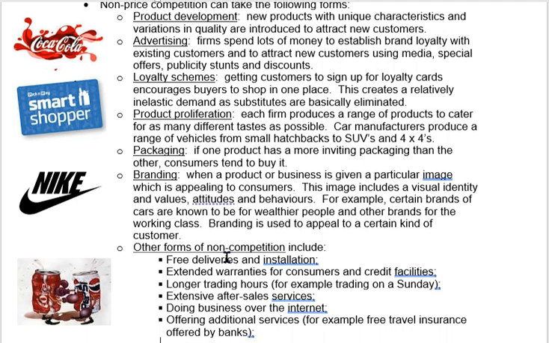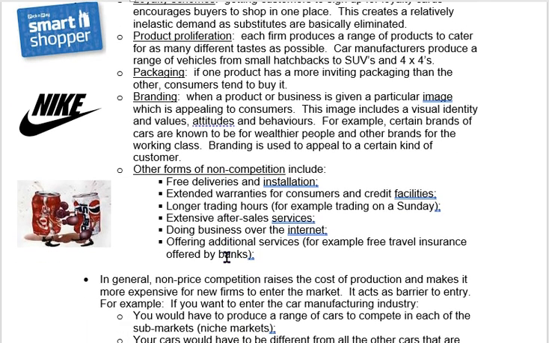Okay, just shortly, some other forms of non-price competition. There can be free deliveries and installation. For example, if you sell washing machines and you provide free delivery within, let's say, a 30-kilometer radius, but your competitor does not. You both charge exactly the same price for the washing machine, but shop A does free delivery and installation. Shop B says, no, it's your problem. You buy the washing machine, you fetch it, you go and install it yourself.